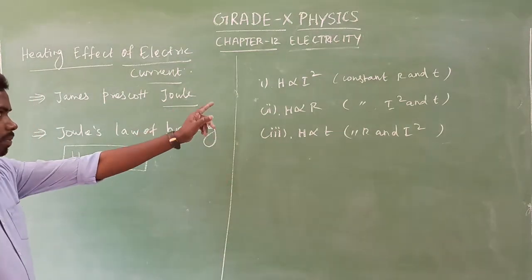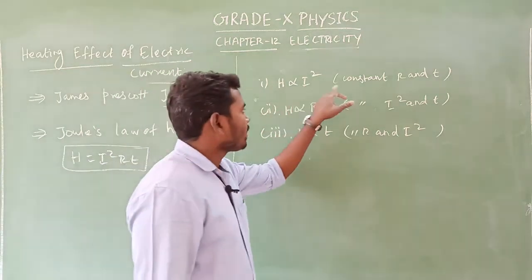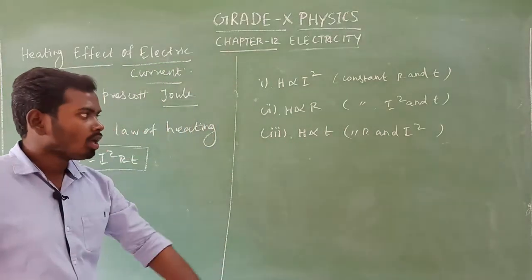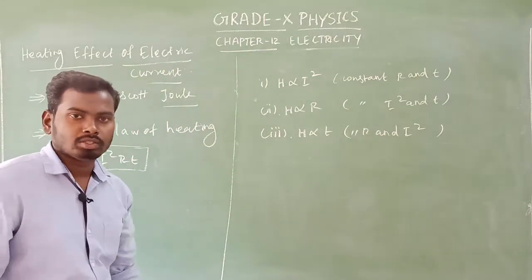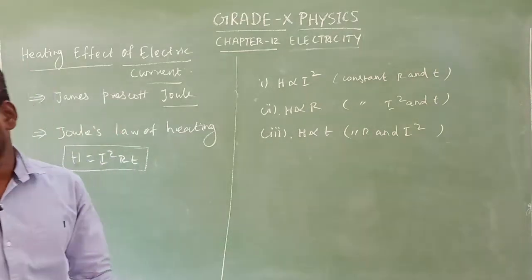H is directly proportional to I square, directly proportional to R, and directly proportional to T. In the first one, by keeping R and T constant; in the second one, I square and T constant; and in the third one, R and I square constant. That's also a very easy one. So this is called Joule's law of heating. That's all.